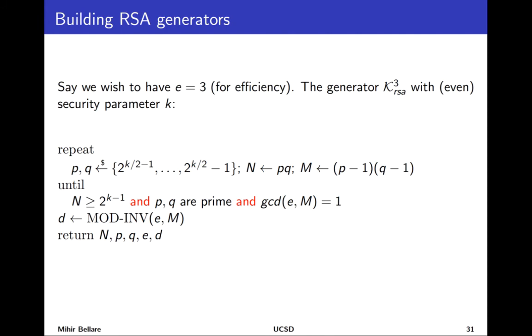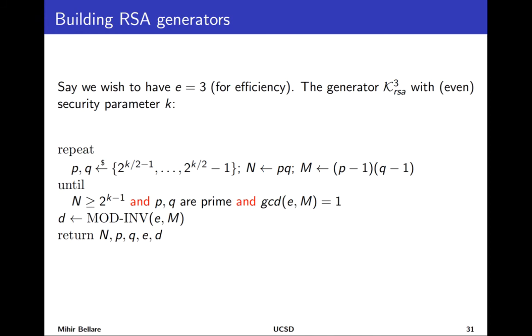So here's how we might build one example of an RSA generator out of many. Let's choose e equal to 3 for efficiency, because the smaller e is, the faster encryption is. We'll refer to the generator as KRSA3, and it'll have a security parameter k. How does it work? It needs to pick primes and a modulus, but it needs to ensure that 3 belongs to Z star phi of n.